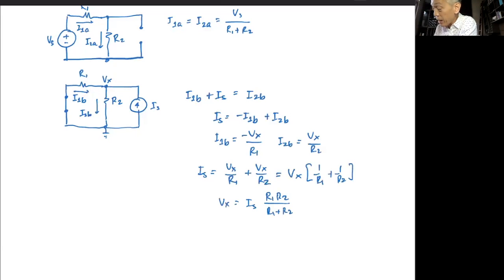Now, if you know Vx, we can now get I1B and I2B. So again, feeding back into these equations, you have I1B is equal to minus Vx over R1. So this is minus Is R1 R2 over R1, so R2 over R1 plus R2. The R1 disappears because this is Vx over R1. And then I2B is equal to Vx over R2. So that's Is times R1 over R1 plus R2. So that's one way of getting I1 and I2.